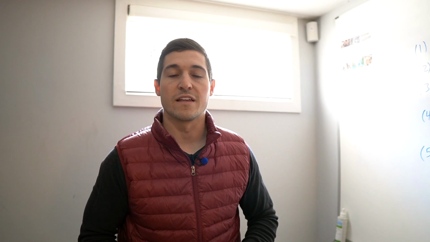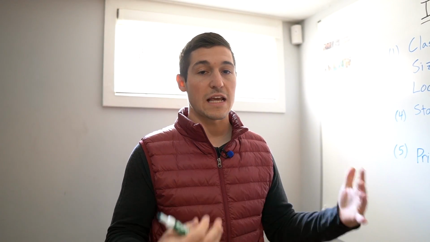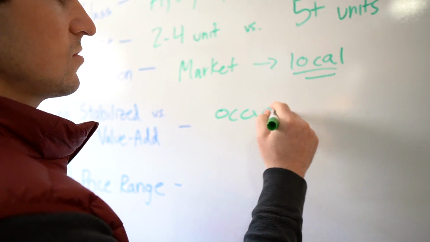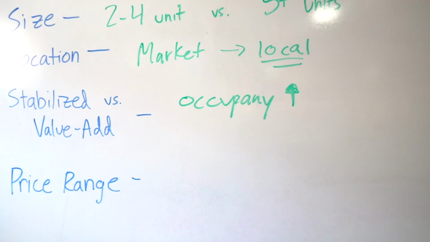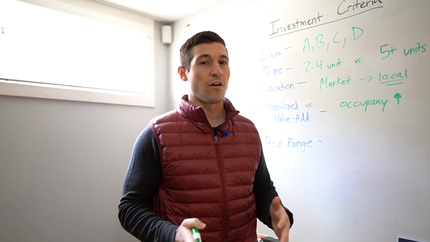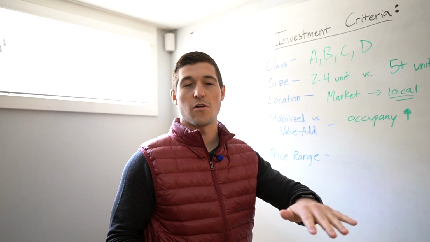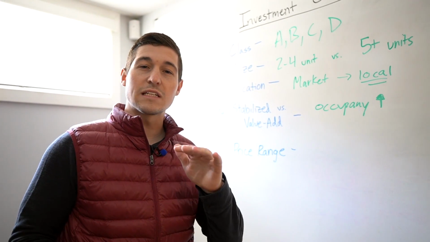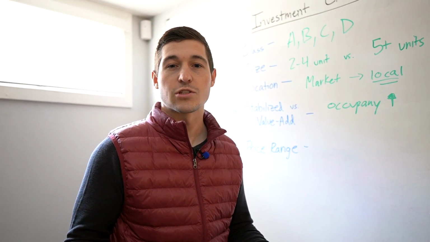Numero 4 on the investment criteria is stabilized versus a value add property. What do I mean by that? If it's stabilized, it means the occupancy is high. And it also means that you're probably not gonna have to go in and renovate the units at all. And if you do, it's probably some light renovation. So pretty much it's just a stable cash flow from this asset. It's at market rents, and so it's less risk. However, with less risk, you're probably going to get less return on it.